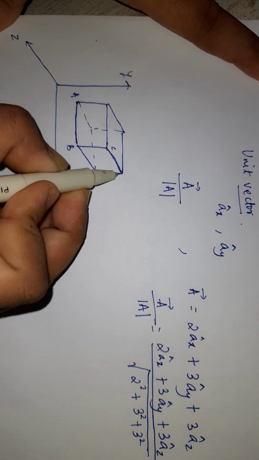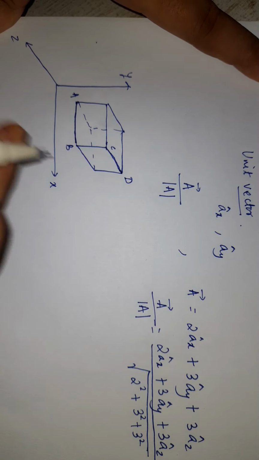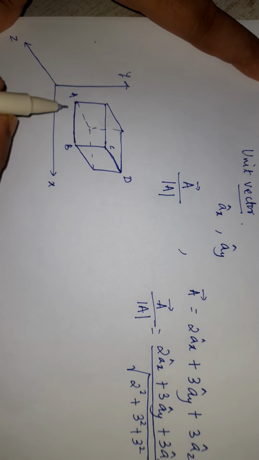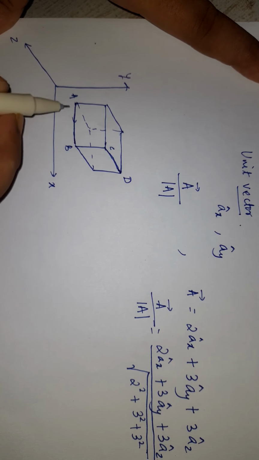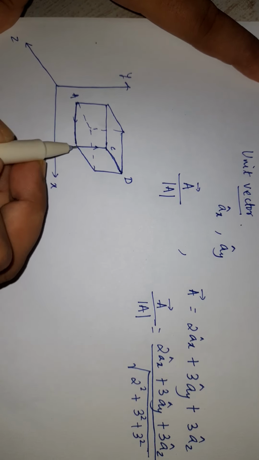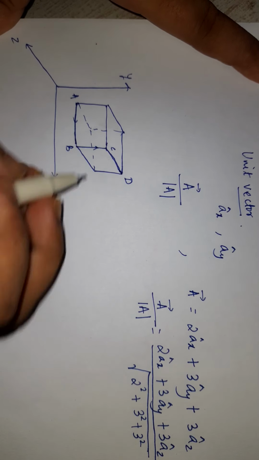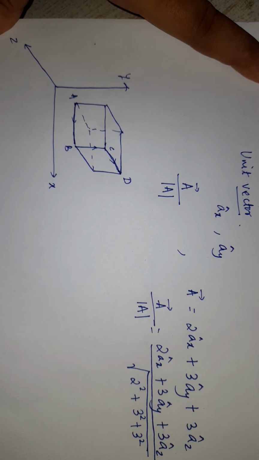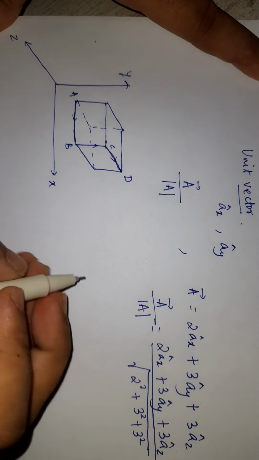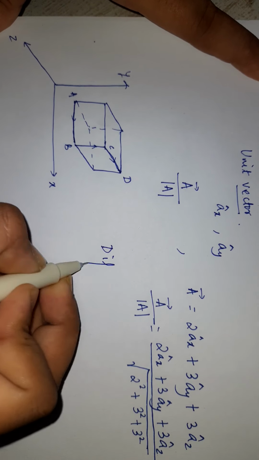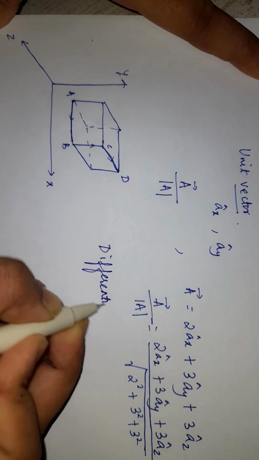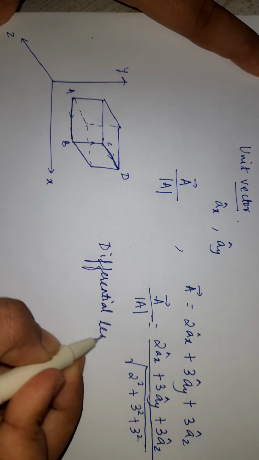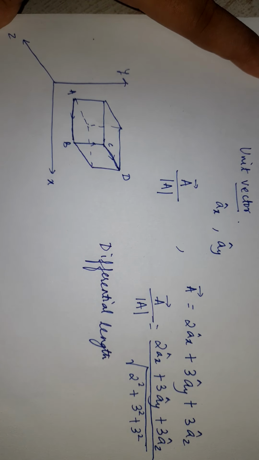Let me travel to D. Let me travel from A to D. Okay, then I'll travel along Z axis. I'll travel a certain distance in Y axis. I'll travel a certain distance in Z axis. So basically, I'm defining what we call differential length.